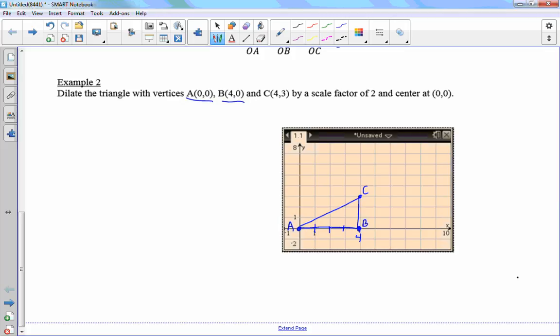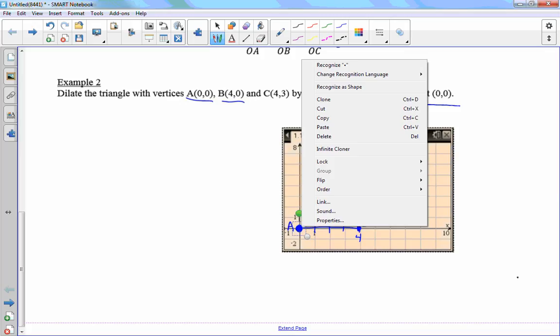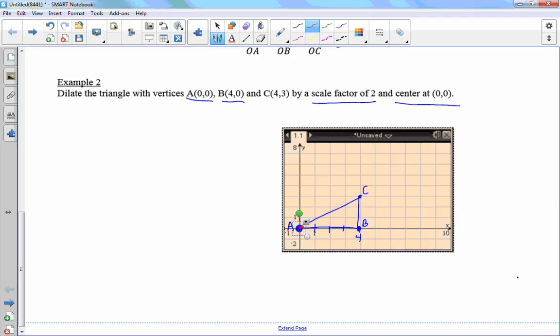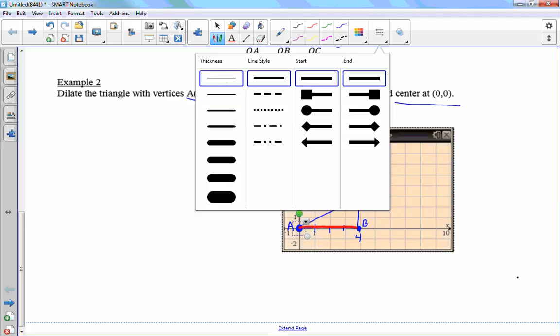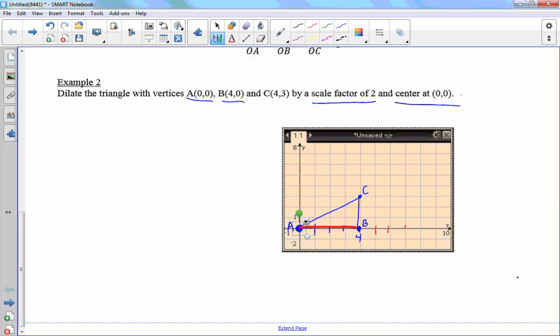Okay, we're going to increase by a scale factor of 2 with a center of dilation at the origin. So we're going to hold down A, and we're going to increase the triangle with a scale factor of 2. So if this length was originally 4, how long should the new length be? 8, because it's multiplied by 2, right? So 4, 5, 6, 7, 8. So it gets elongated out here to 8. So that will be B prime.